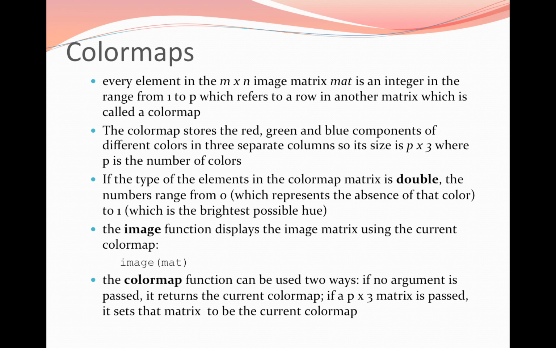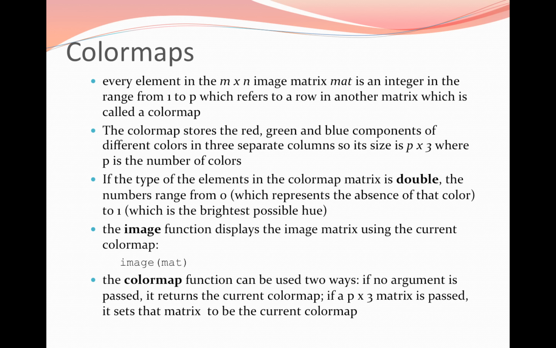If the type of elements in the color map matrix is double, the numbers range from 0, which represents the absence of that color, to 1, which is the brightest possible hue of that color. Once you have created your image matrix, the image function displays that image matrix using whatever the current color map is. The color map function can be used in 2 ways.